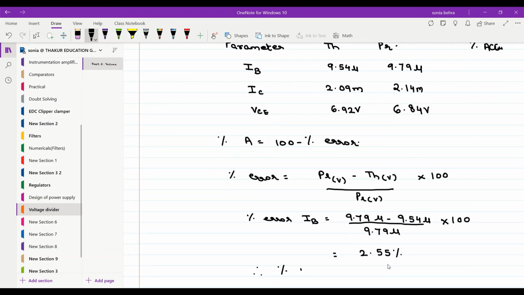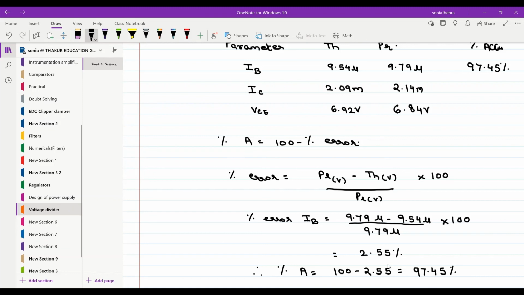Therefore, percent accuracy is equal to 100 minus 2.55, which is equal to 97.45%. So the percent accuracy for current IB is 97.45%. So the percent accuracy means how much your practical value is nearer to the theoretical value. So they are matching 97.45%. Similarly, you can find out for IC and VCE.